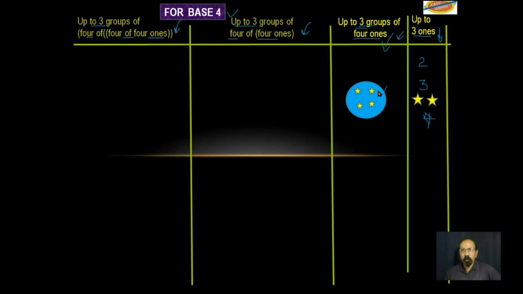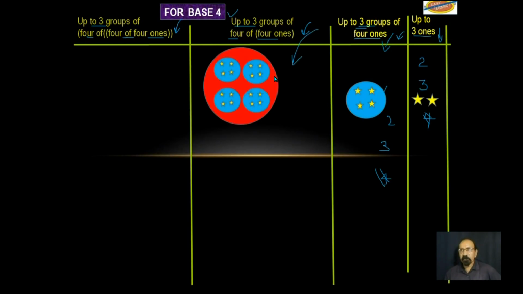So that's the first group. You could have 2 groups. You could have 3 groups. What you cannot have is 4 groups of 4 over here. Cannot have that. When that happens, you group all of those into a new group and put them over on this side, which looks like this. And in this column, you could have up to 3 groups of 4 of 4s. This red group is 1 group.